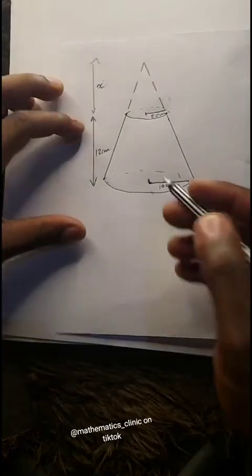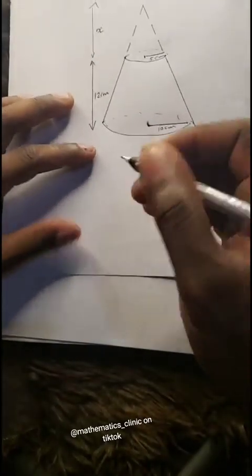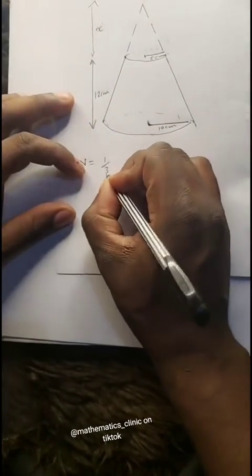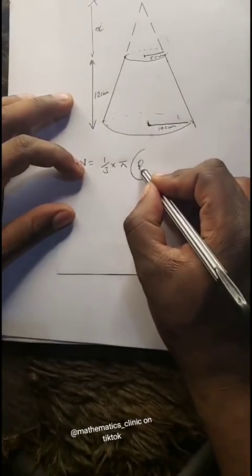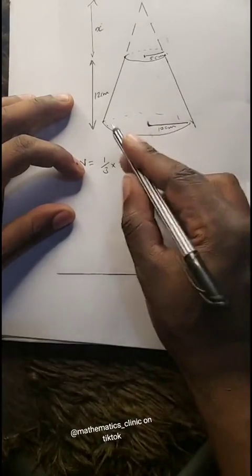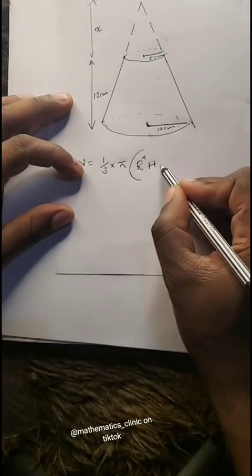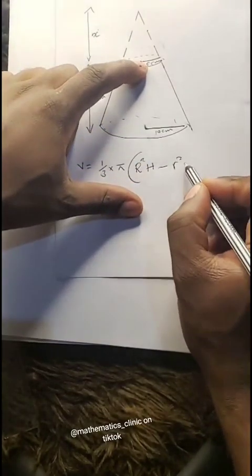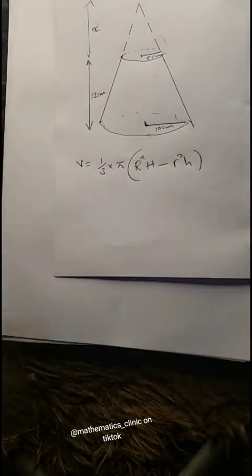Okay, so how do you get to find that height? Because the formula for the volume of a frustum is 1/3 multiplied by pi, open bracket, the radius of the bigger base squared multiplied by its height, minus the radius of the smaller base squared multiplied by its height. This is the formula we use when finding the volume of a frustum of a cone.